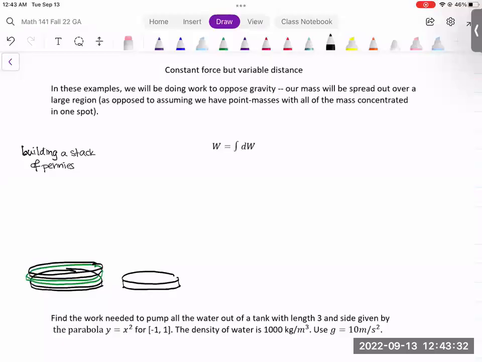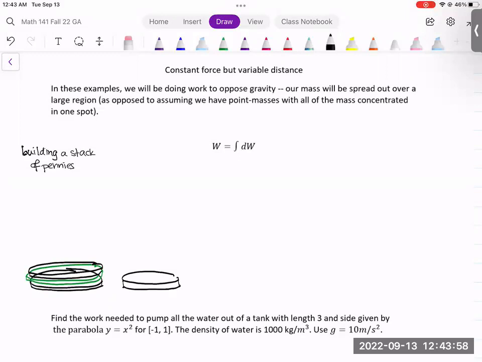The next case we're going to consider is when we have a constant force, but variable distance. In these examples, we're always going to be assuming that we have just a uniform force. It's always going to be gravity. So we're going to be increasing the potential energy of the things that we're moving around by raising them up.